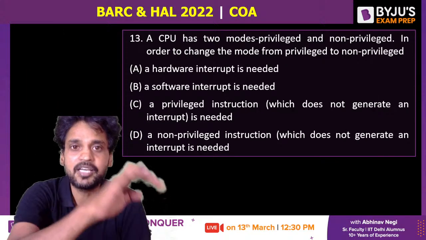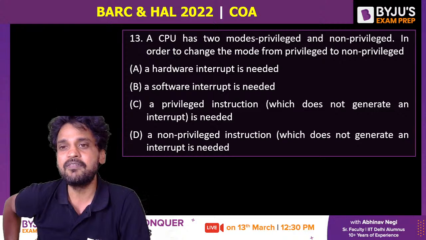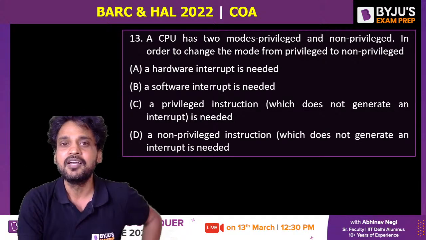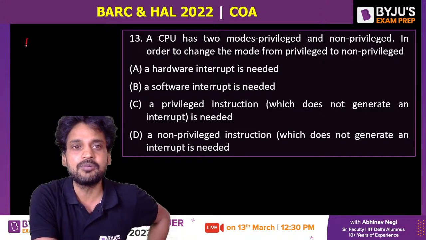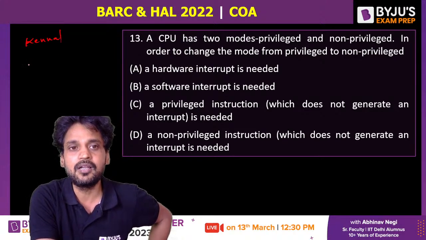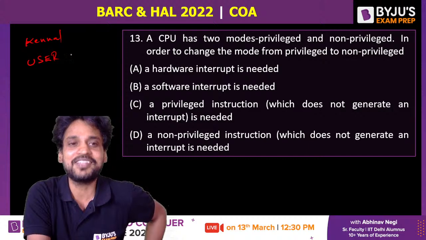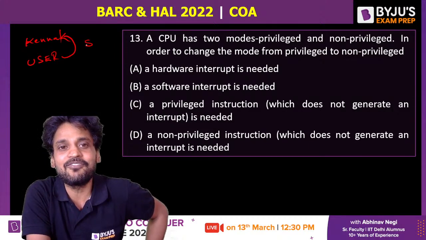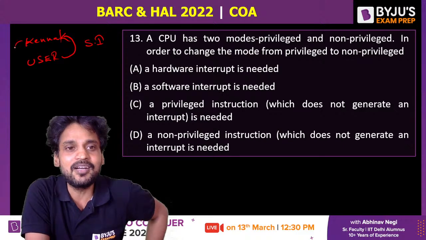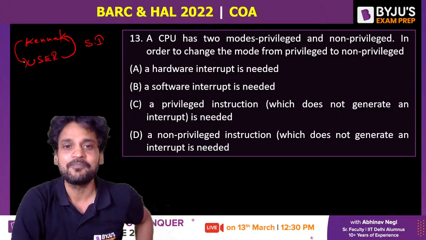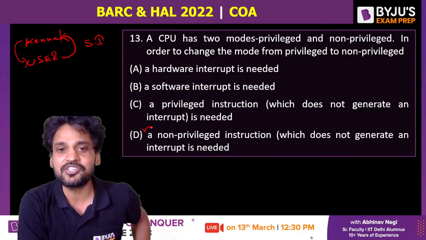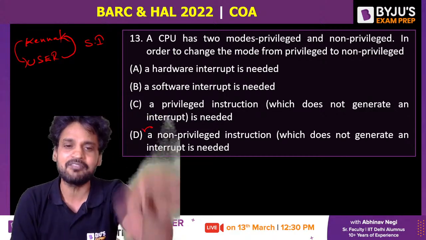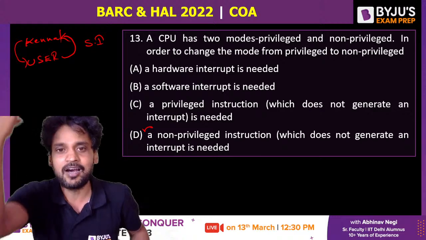Next thing: a CPU has two modes, privileged and non-privileged. In order to change the mode from privileged to non-privileged, understand carefully. This is kernel mode, user mode. For changing the mode from user to kernel, I require a software interrupt. But from kernel to user, I don't require any interrupt. A non-privileged instruction is required. Don't fall under any trap. I don't require any software interrupt or hardware interrupt.